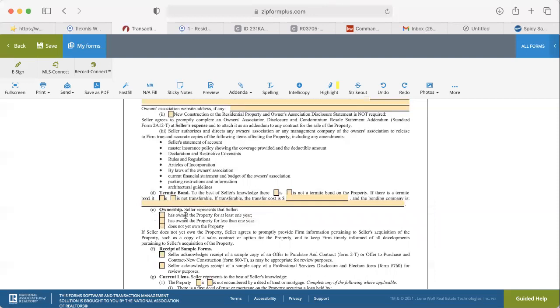Then E talks about ownership. How long has the seller owned the property? At least 1 year, less than 1 year, or maybe they don't own it yet. Maybe it's under contract to be purchased, but they want to go ahead and list it again because they might be doing a bunch of work to it or something. Or they got such a great deal that they're going to turn it around and make money real quick.